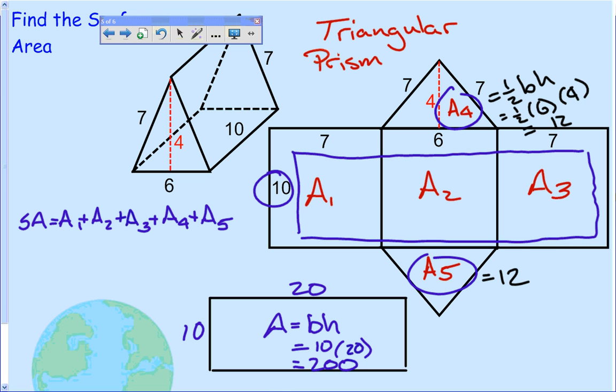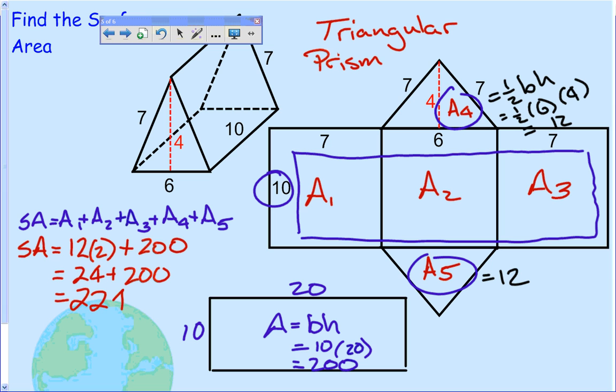So here's how we're going to simplify this surface area formula. We're going to take this triangle, which was 12, and multiply it times 2, because there's 2 of them. Right? This is 12, this is 12. Plus, I'm going to take this giant rectangle, which we said had an area of 200. And so now I have 24 plus 200 equals 224. So that's the surface area of this triangular prism.